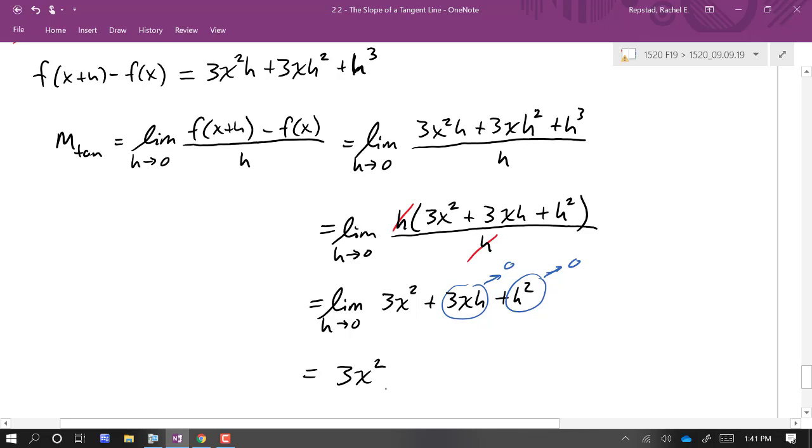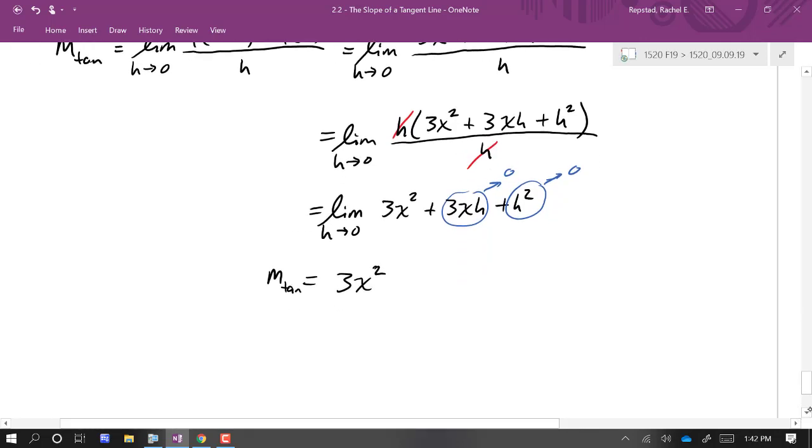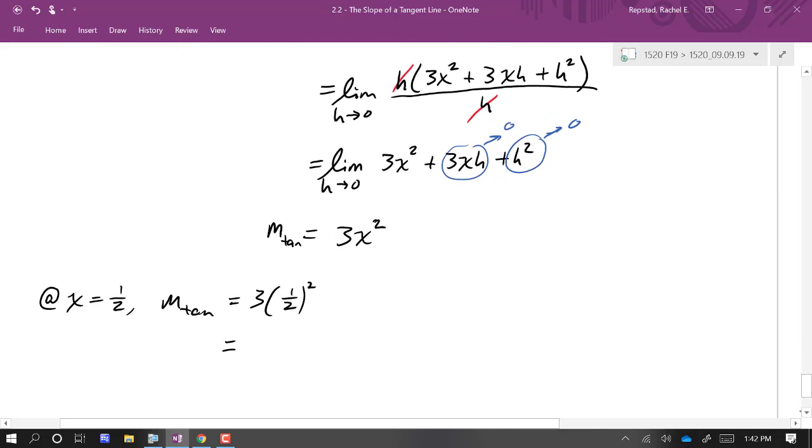So this is the expression that'll give us the slope of the tangent line at any point. As long as I know the x coordinate, I know what the slope of the tangent line is. They've asked us to find the slope of the line tangent when x is a half. So 1/2 squared is a quarter. So we get 3/4. So it's increasing, not crazy steep, but it's increasing there.